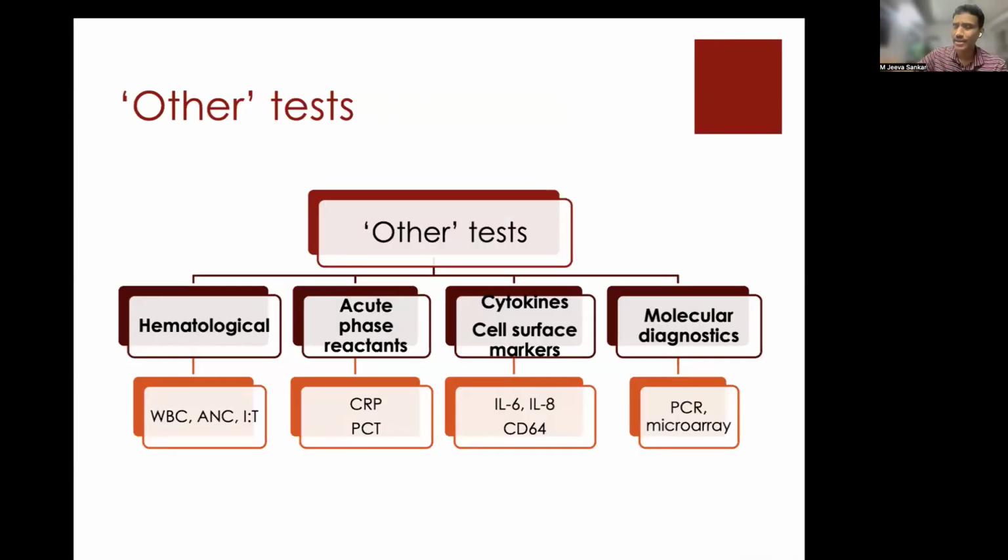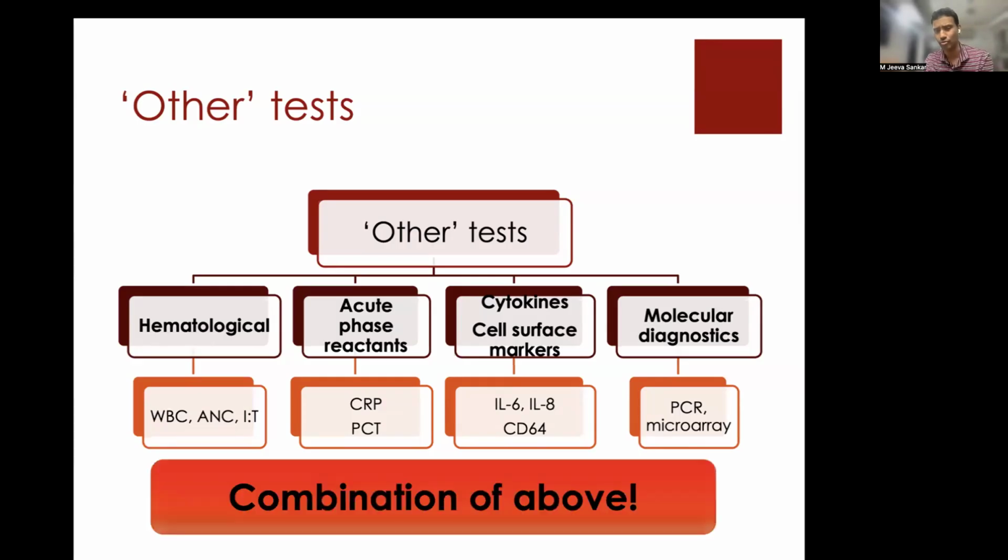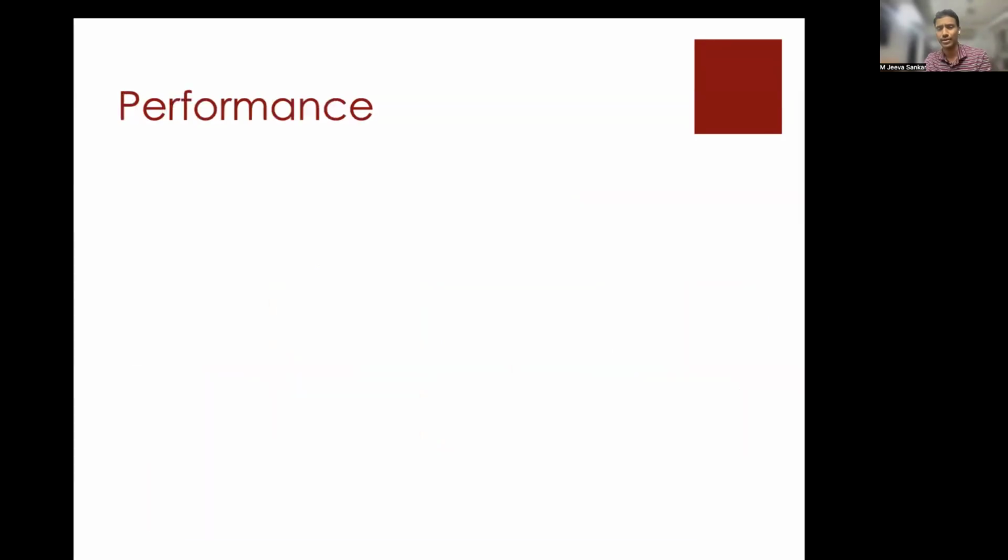Now, what about other tests? If the culture is going to be negative in 20 to 40%, then what about biomarkers, tests for diagnosis? You can have hematological tests like white blood cell count, absolute neutrophil count, immature to total neutrophil ratio, acute phase reactants, CRP, procalcitonin, cytokines, systemic markers like IL-6 and IL-8, and molecular diagnostics like PCR, multiplex PCR, and so on and so forth. And you can have a combination of everything.